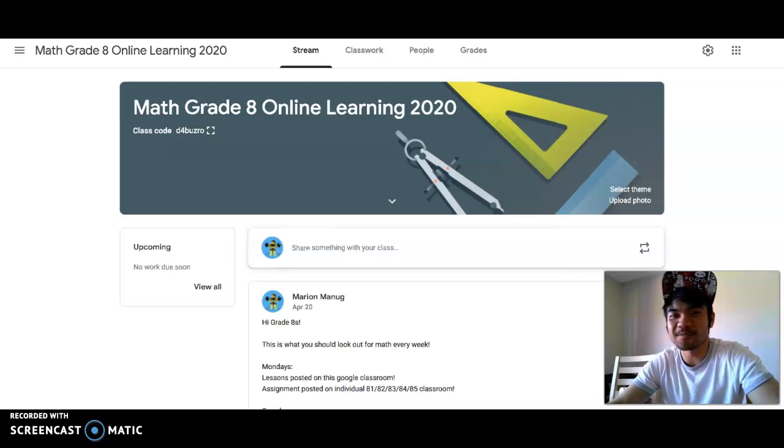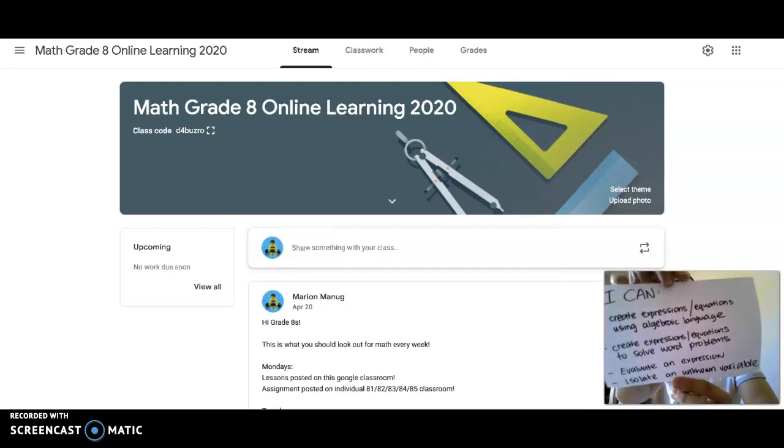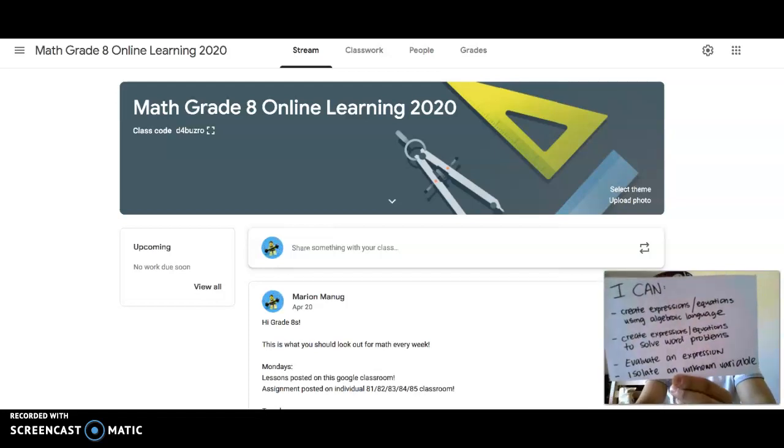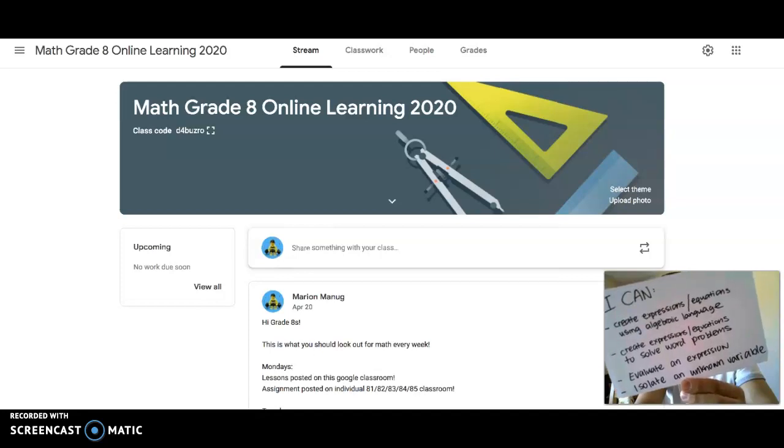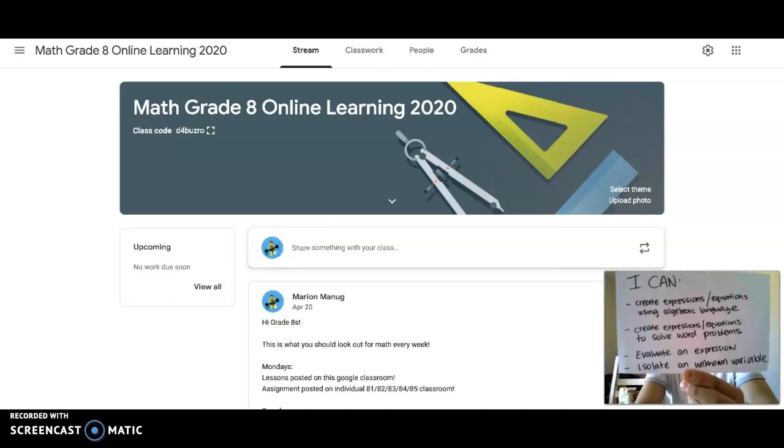All right, so for today, we are going to create expressions or equations using algebraic language. You guys are also going to create expressions and equations to solve word problems. We are going to evaluate an expression, and we are also going to isolate an unknown variable.